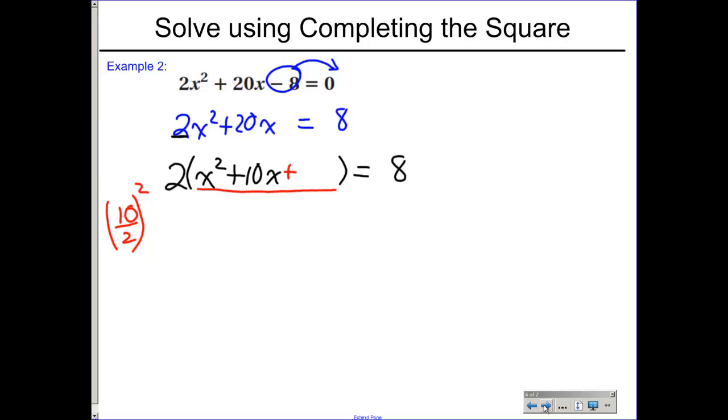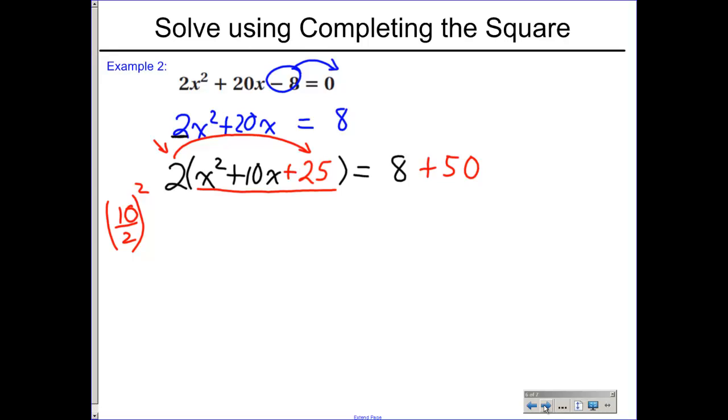5 squared is 25. So we're going to add 25. Now we added 25 inside the parentheses, but you'll notice there was a times 2 on the outside. So what I really did was add 50 to the problem. So I don't add 25 on the right hand side, I have to actually add 50. If I were to multiply this out, distribute this out, that 25 would actually turn into a 50, so I have to add 50 to the other side instead.